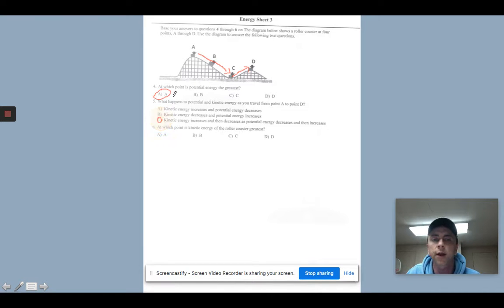This confused a lot of people. Kinetic energy increases, then decreases, and at the same time, potential energy will decrease and then increase. At which point is the kinetic energy of the roller coaster the greatest? That would be right over here, right? Because right as you're hitting the bottom, you're going to be flying, and then suddenly stop and then go up slow. So C, as you're getting to that lower point, C is going to be your greatest kinetic energy.